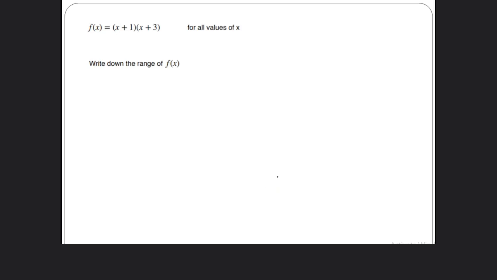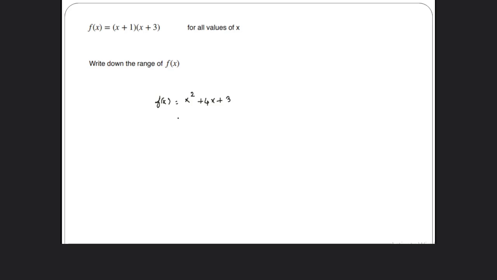Here a quadratic function is provided. We have to find the range. The domain is for all values of x. So initially we can distribute using the distributive property. We can multiply and write it in standard form. So x squared, then 3 times x and plus 1 times x, this is 4 times x, and 1 times 3 is 3.